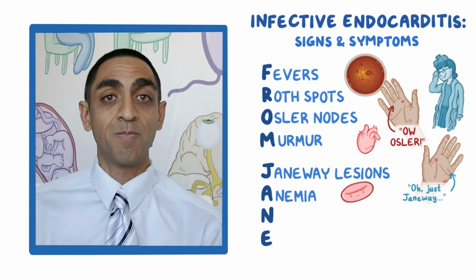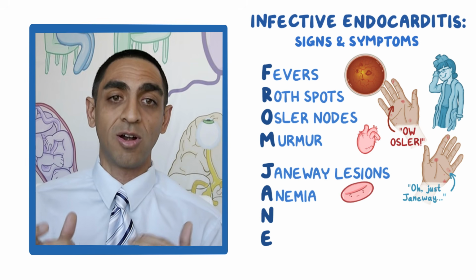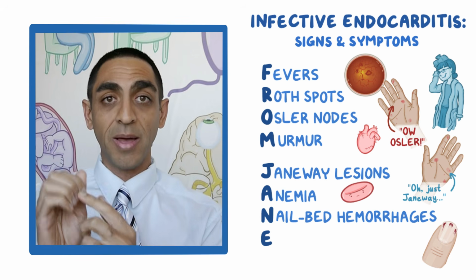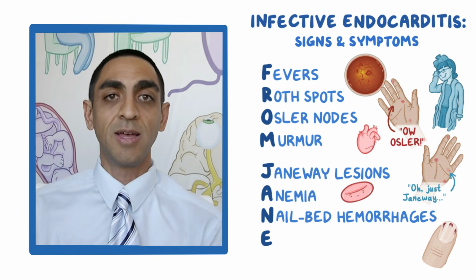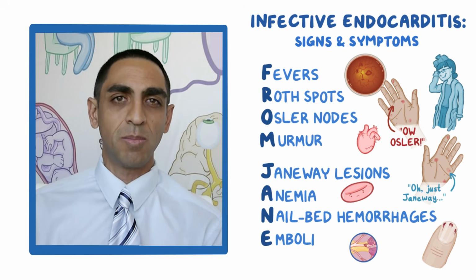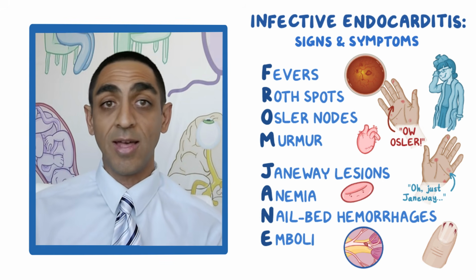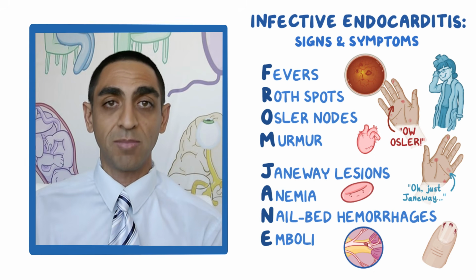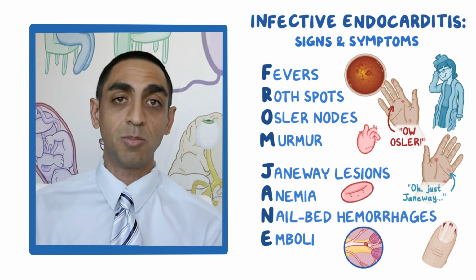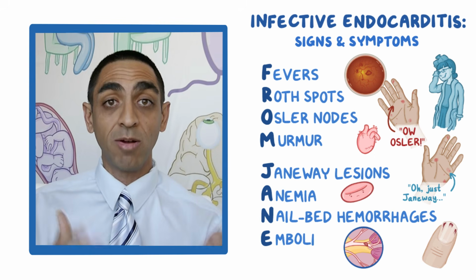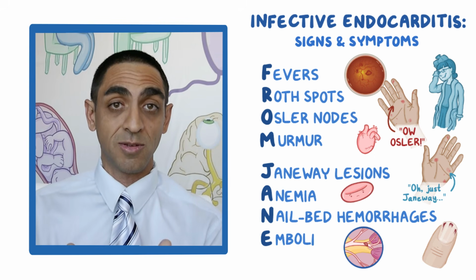A for anemia, N for nail bed hemorrhages. I'm showing my nails, but nail bed or splinter hemorrhages, they're sometimes called. And E for emboli. Sometimes you'll see embolic phenomena on a CT scan or an MRI, and that's often evidence of something spewing off of your valve and seeding other parts of your body. So from Jane are the signs and symptoms.